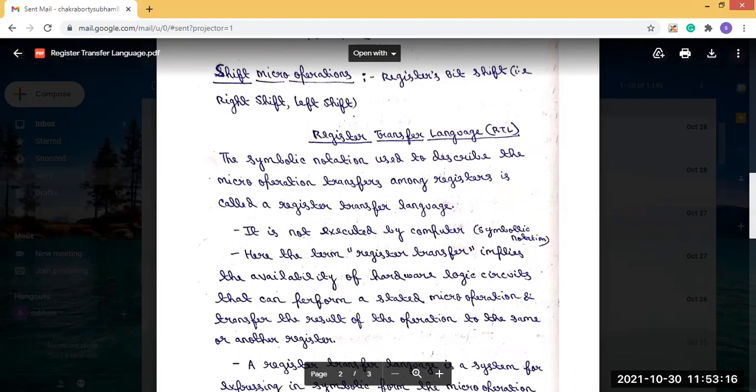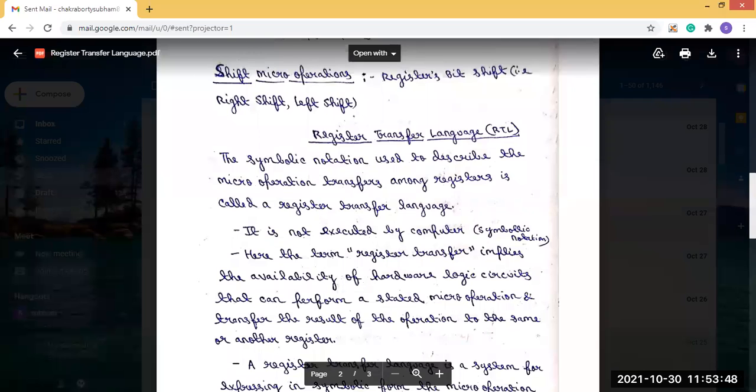So today we will discuss the topic of register transfer language and how it can be done. Register transfer language is not a language. We know that it is basically a symbolic notation. The symbolic notation used to describe the micro operation transfer among registers is called the register transfer language.